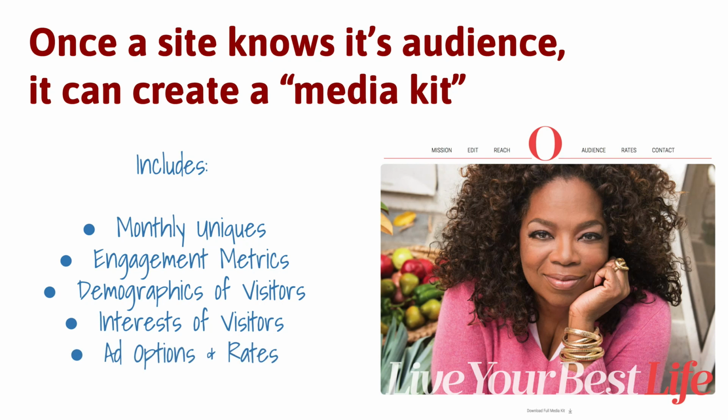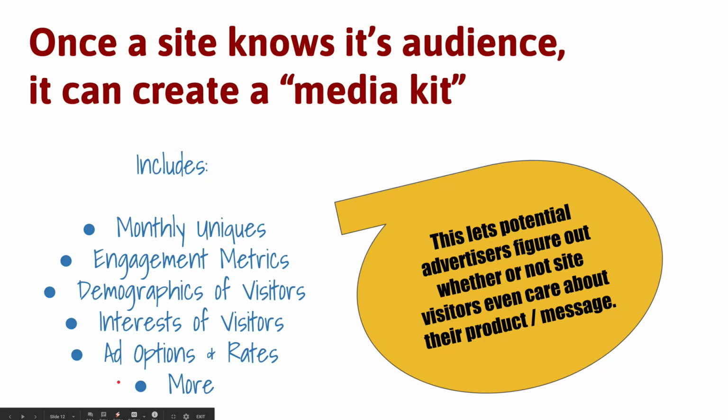Of course, a media kit is also going to tell advertisers how much the ads cost and what kind of ad options there are. That would mean different types of ads, different sizes, different combinations of ads. There's really a lot more in the media kit, and you can take other advertising classes to learn more about that. But the idea is it lets potential advertisers figure out whether or not your site is going to be a good place for them to run ads. Again, the advertisers are buying your visitors. They want to know that their message is going to make sense to the people who come to your website. So you have to know who comes to your website.